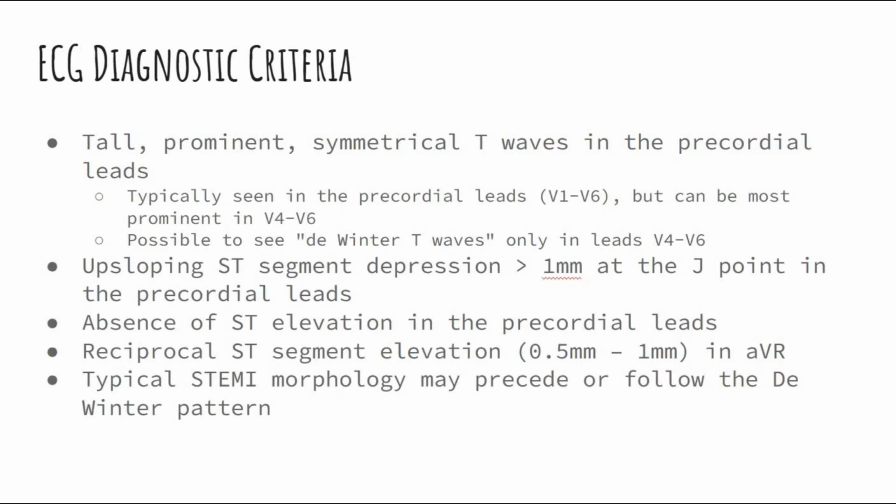Now, how do we recognize it? Here are the key diagnostic features. Tall, prominent, symmetrical T-waves, usually in the precordial leads V1 to V6, but especially in V4 to V6. Upsloping ST segment depression, greater than 1 mm at the J-point, is seen in these leads. Notably, there's an absence of ST elevation in the precordial leads.